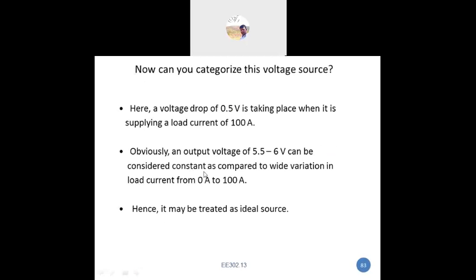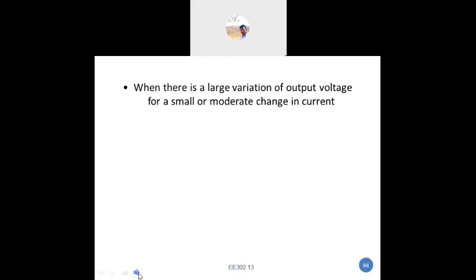Considering the constant output compared to a wide variation, the load current goes from 0 amperes to 100 amperes, and we get only a 0.5 volt drop. In this situation, it may be treated as an ideal voltage source. When there is a large variation, where the output voltage changes by a small or moderate amount, such a voltage source may be called a non-ideal or real voltage source.